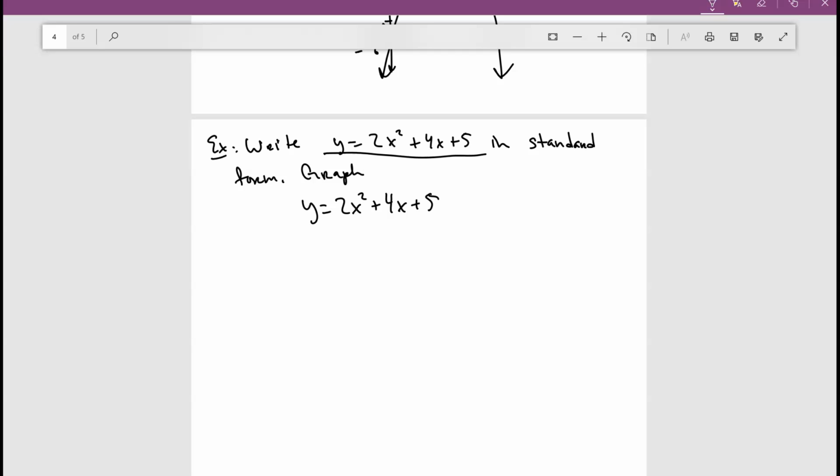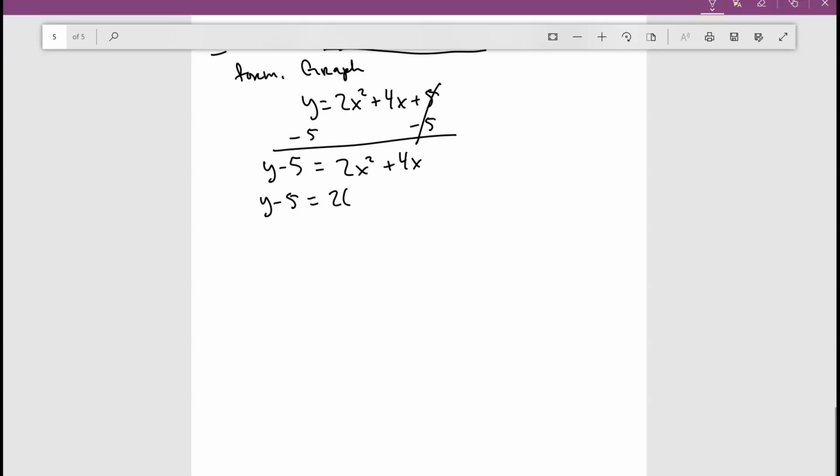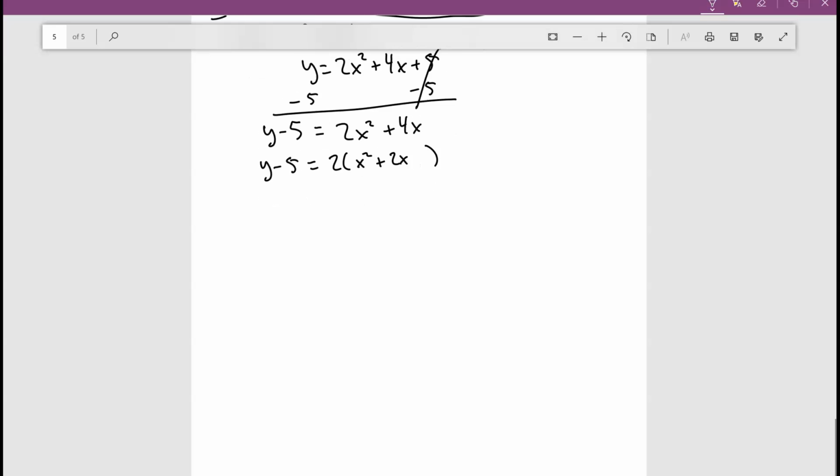So first, let's move the 5 over, because we're going to put all of my x's together, and the 5 has nothing to do there. So y minus 5 equals 2x squared plus 4x. Okay, now if you remember, in order for me to complete the square, I need to factor out this 2 because I just need the x squared by itself. So I have y minus 5 is equal to 2 times x squared plus 2x, and then that's it. Okay, whoops.